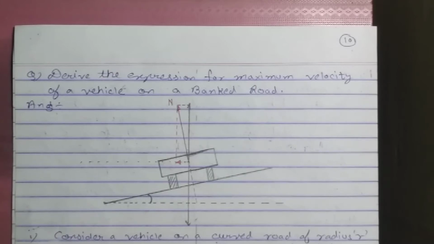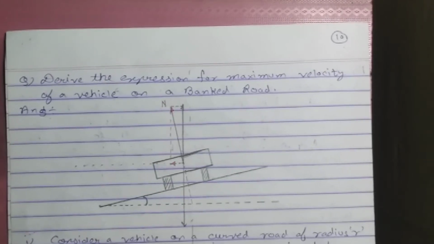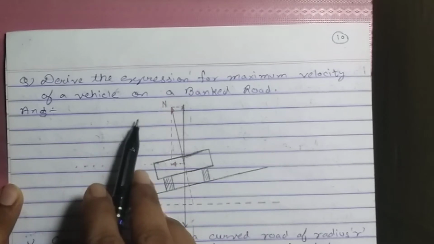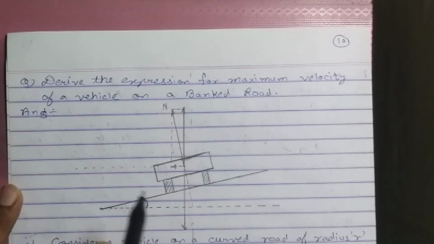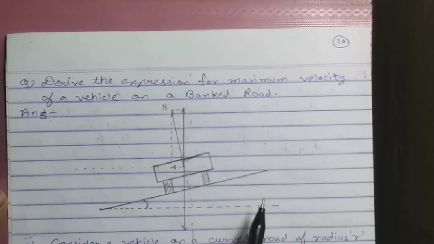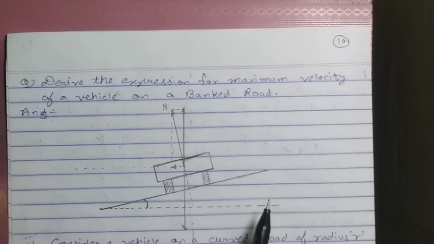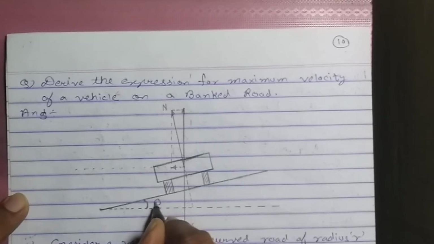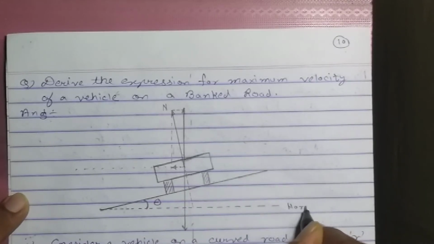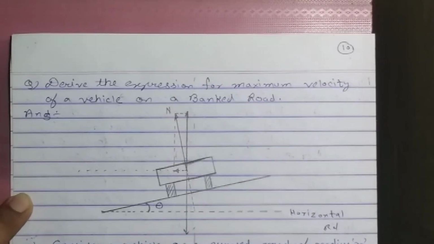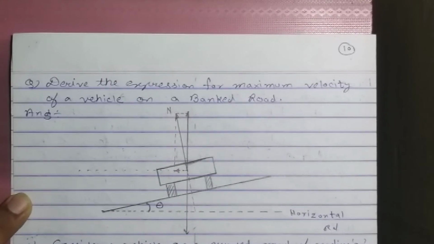Now, the next important question for the 12th standard rotational dynamics chapter is to derive the maximum velocity of a vehicle moving along a circular track that is not horizontal. That track is banked. Banked means what? It is tilted. The road makes an angle of theta with the horizontal road. This particular surface is called an inclined surface.